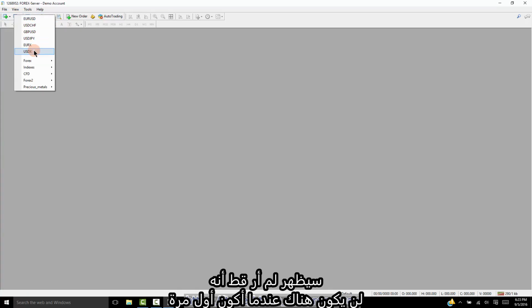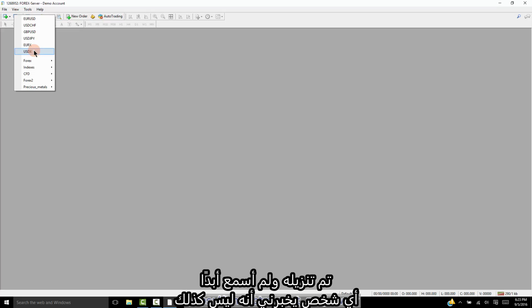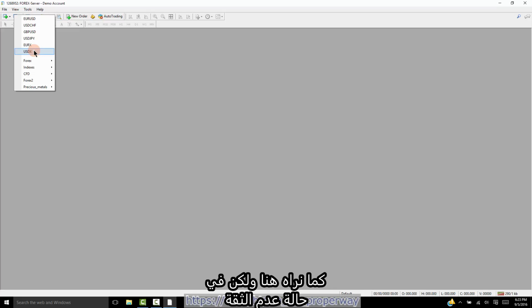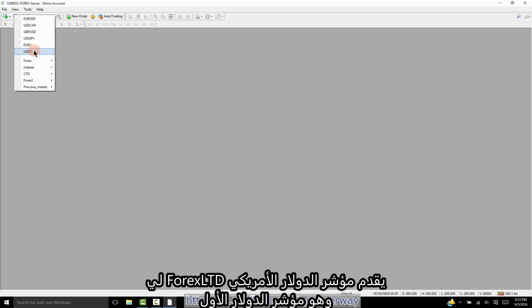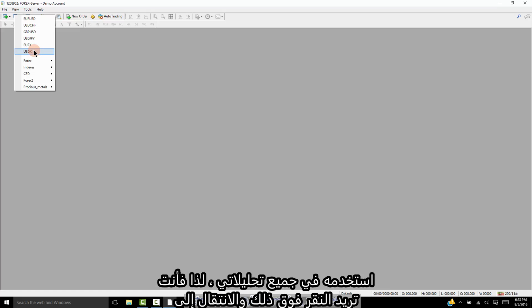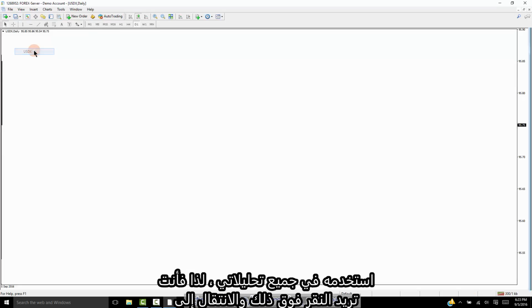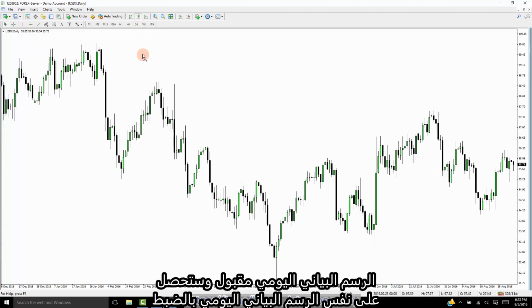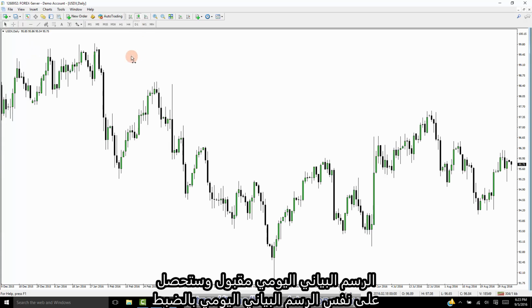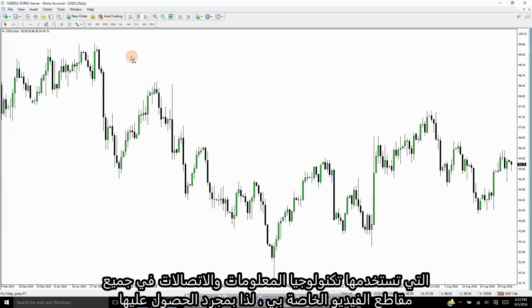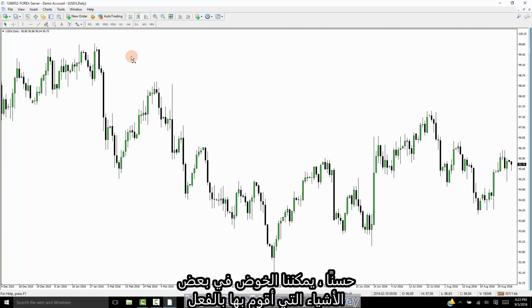I've never seen it not be there when I first downloaded, and I've never heard anyone tell me that it's not like we're seeing here. But in the event that it doesn't, trust me, Forex Ltd offers US dollar index. That's the dollar index I use for all my analysis. So you want to click on that and go to a daily chart. Okay, and you'll get the same exact daily chart that ICT uses in all of my videos. So once we have this, okay, we can go into a few things.